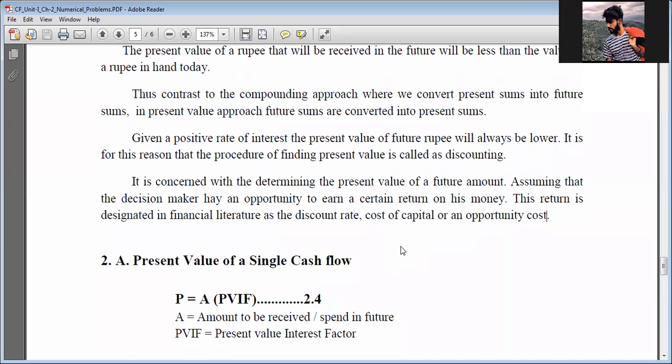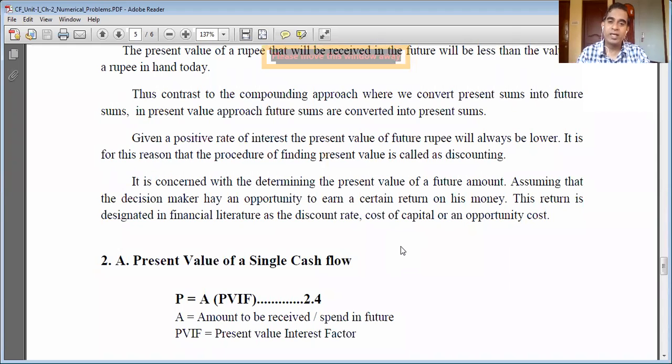Sir, can you give an example, sir? I didn't understand. No, what I gave is an example itself. What I gave is an example itself. It is not an explanation.